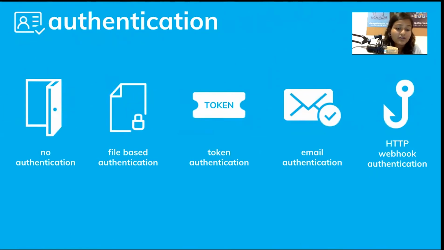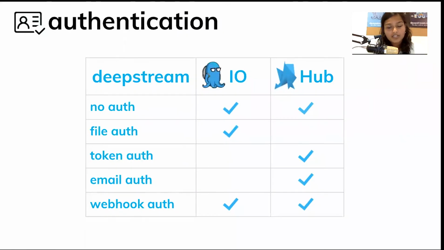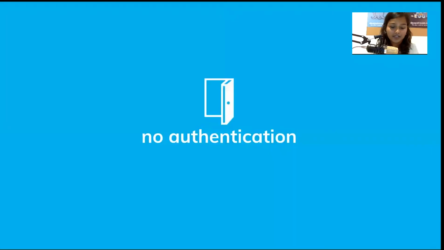So we have 5 main types of authentication mechanisms. It's the no authentication, file-based authentication, token authentication, email authentication, and my personal favorite, the HTTP webhook authentication. No authentication is available on both Deepstream IO and Deepstream Hub, whereas file authentication is available only on Deepstream IO. The token and email authentication are only available on Deepstream Hub, whereas the webhook authentication is available on both again. So depending on which of the products you use for your application, you can choose the authentication mechanism you want.